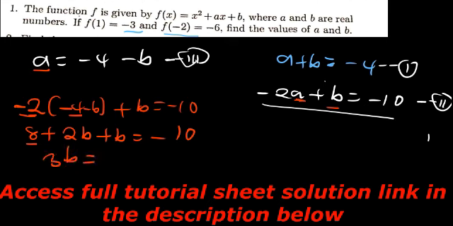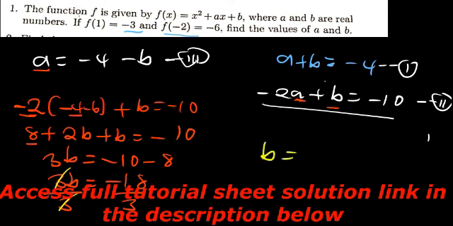3b is equal to -10 minus 8. So 3b will be equal to -18, divided by 3 on both sides. So 3 and 3 will cancel. Therefore b is equal to -18 divided by 3. It should be -6. So my value for b is basically -6.